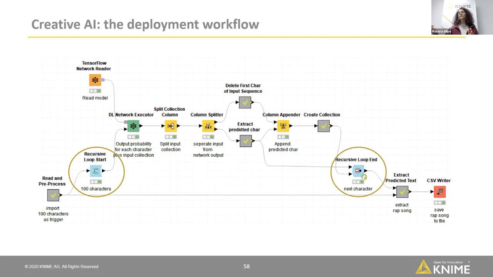We are going to, again, put together the last 99 characters from the input sequence, add the one character that we have predicted, and we get, again, a new 100 character input sequence. We feed it back into the recursive loop start, and again, and so on, and so on, and so on. And that's how, one character after the next, the text is generated. I don't know, did it answer? Was that the question you had?